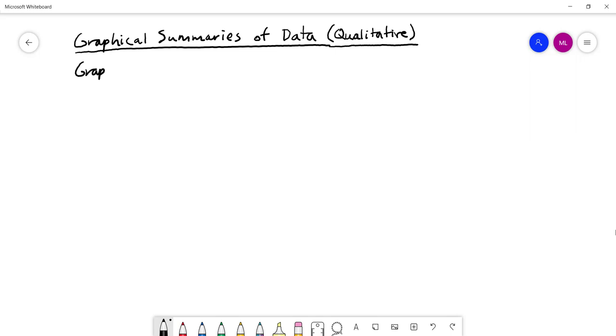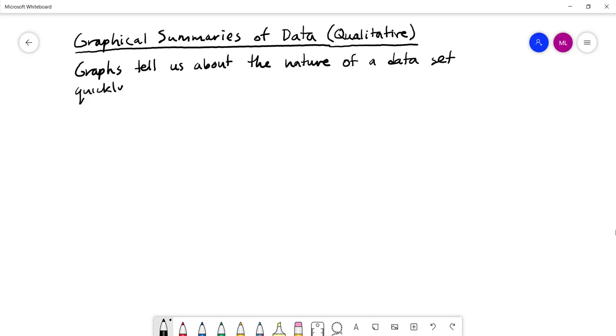Graphs can tell us about the nature of a data set really quickly. So quickly and efficiently.